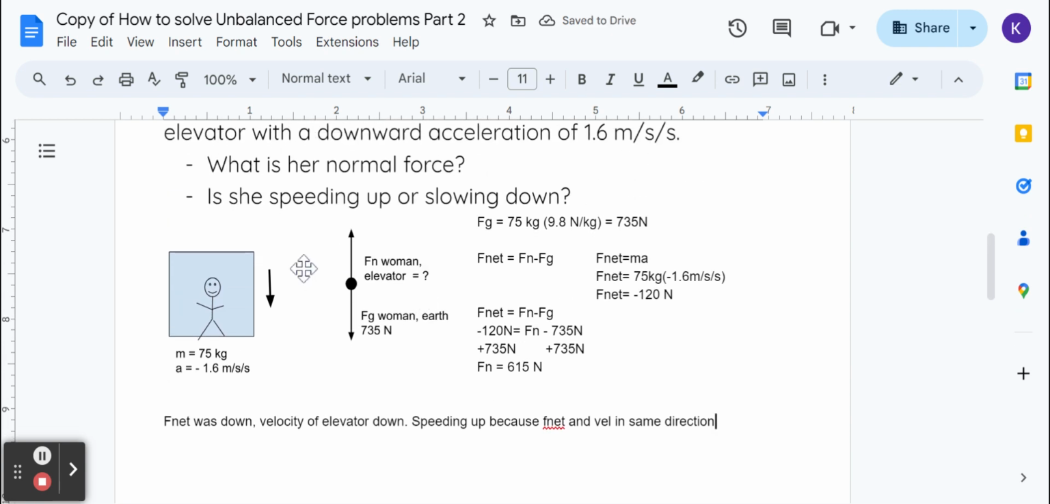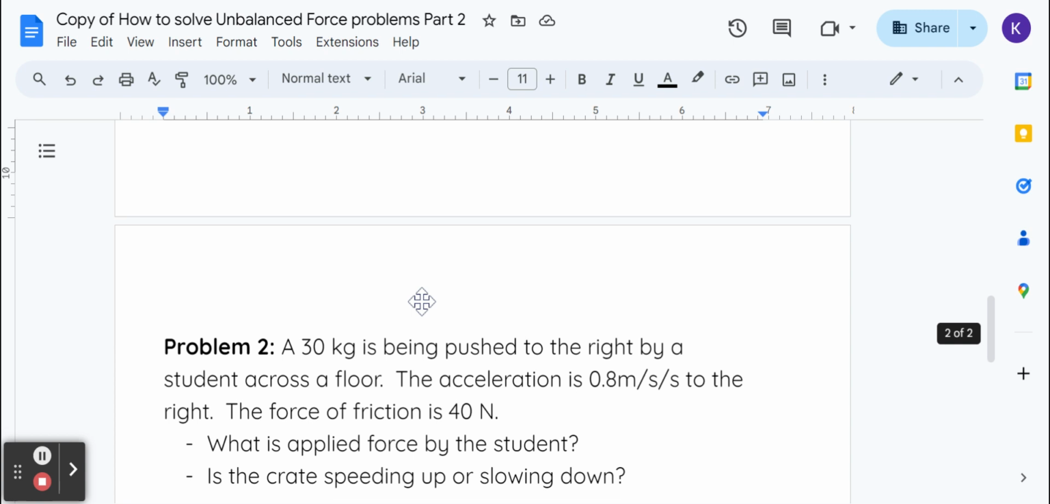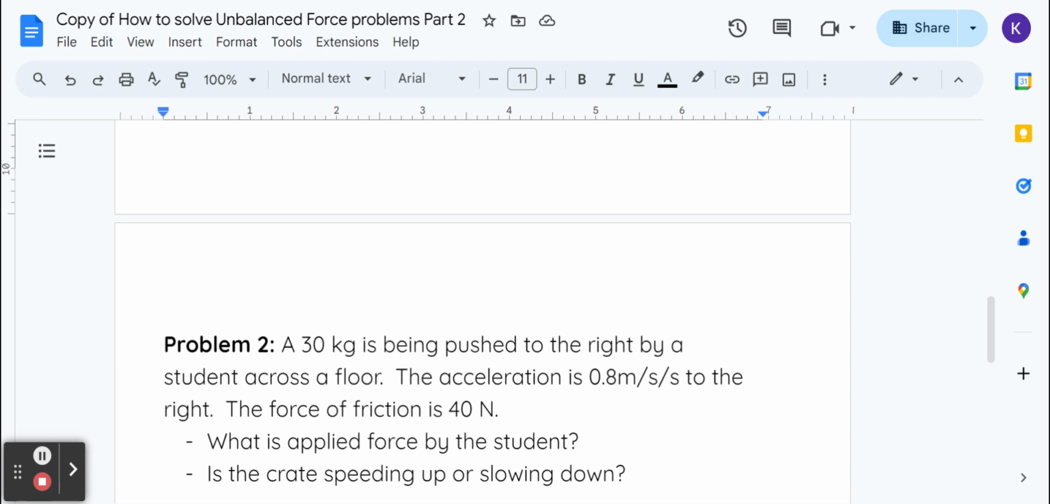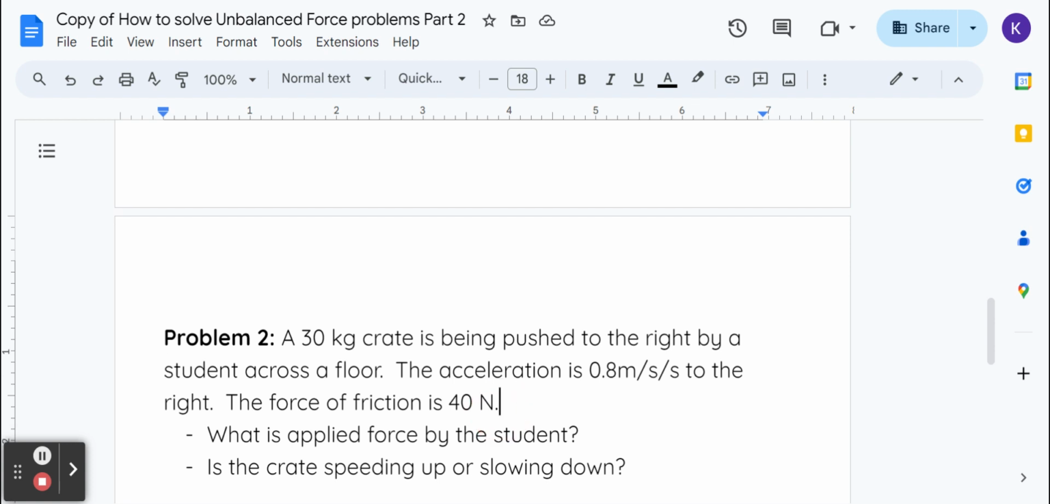Okay, that was a good example of a vertical problem. I also want to give you an example of a horizontal problem. We have a 30 kilogram crate being pushed to the right by a student across the floor. The acceleration is 0.8 meters per second squared to the right, and the force of friction is 40 newtons. What's not known is the applied force by the student. That's what we're going to solve for.